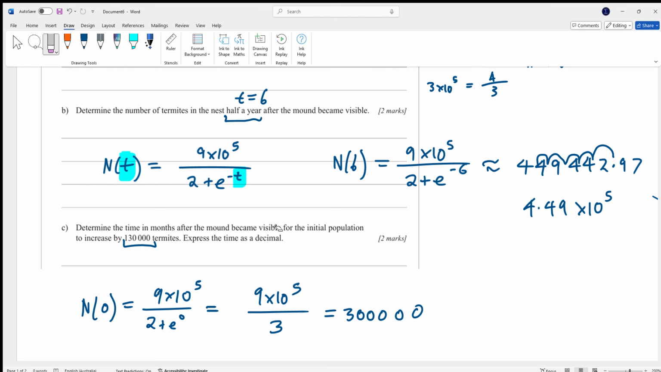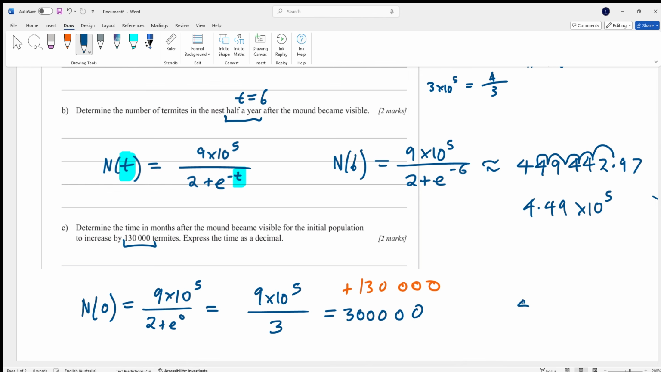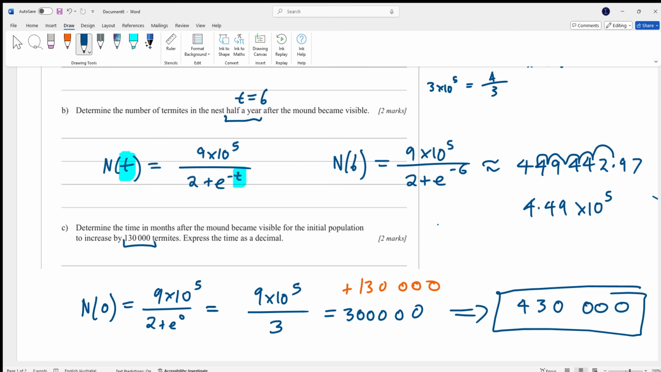Alright, so when they said, determine the time in months after the mound became visible for the initial population to increase by this, we need to add this amount to the initial amount, because they want to know the time at which it increases. So if we add that amount, we're going to have 430,000. So we're looking for the time it reaches that amount, because that would be those two added together.